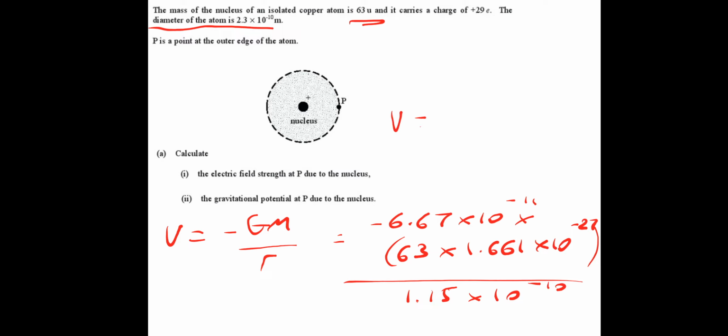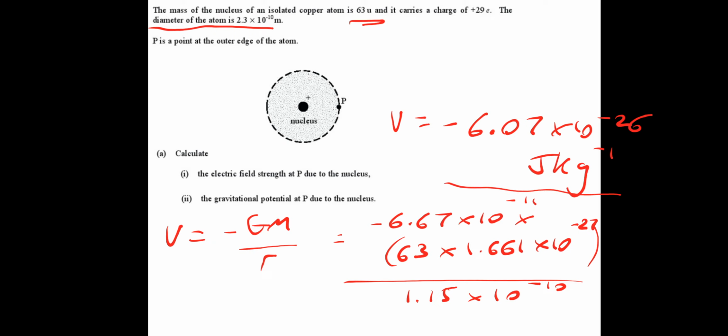So that will give us a gravitational potential of minus 6.07 times 10 to the minus 26 joules per kilogram.